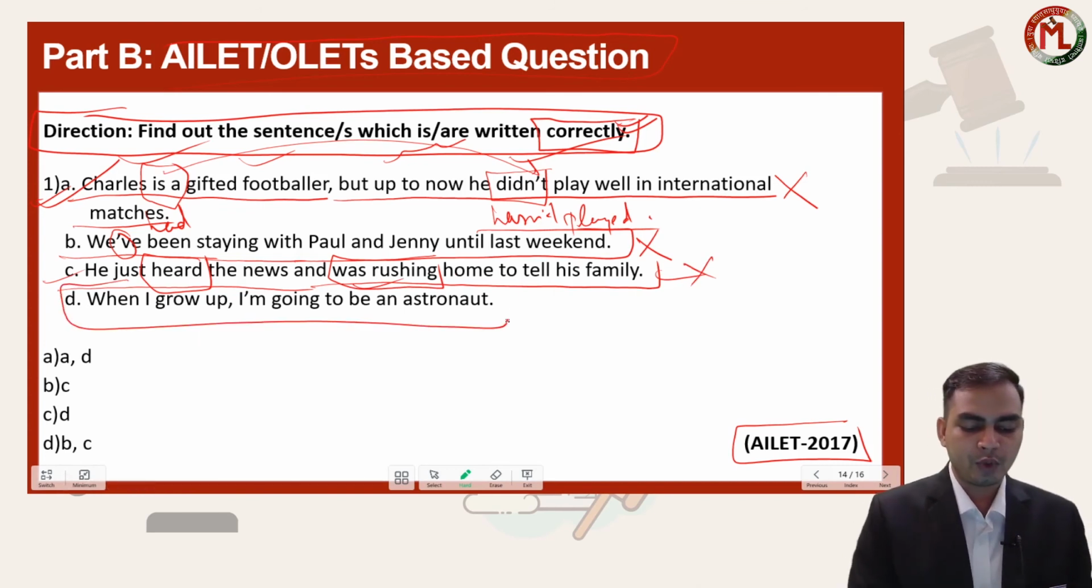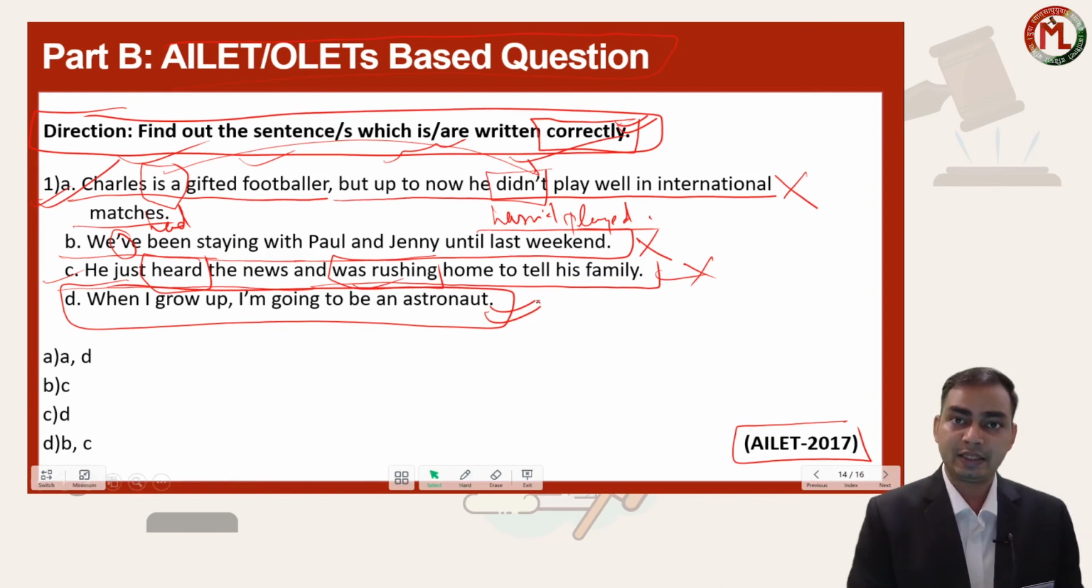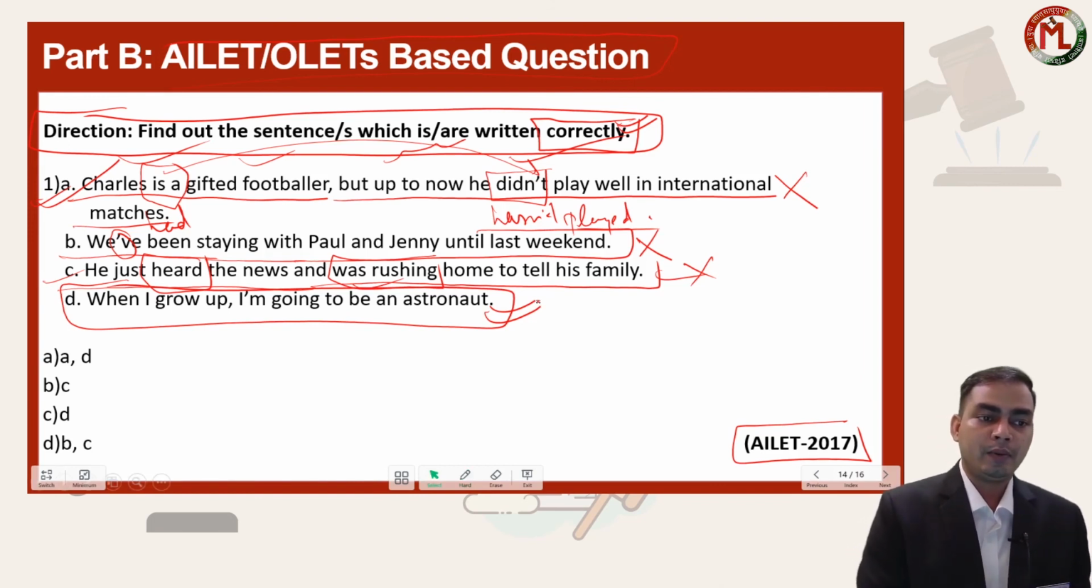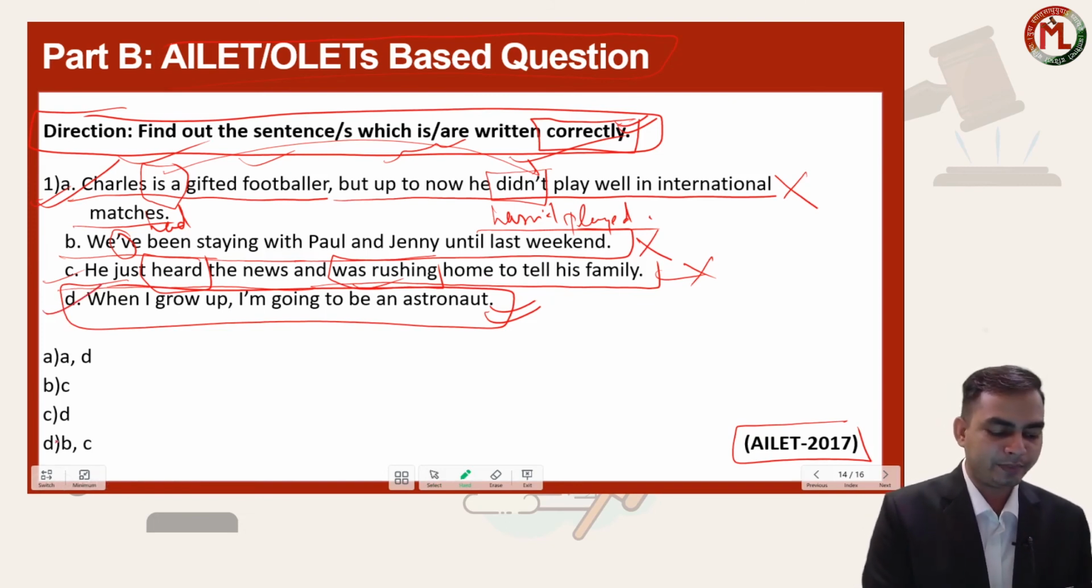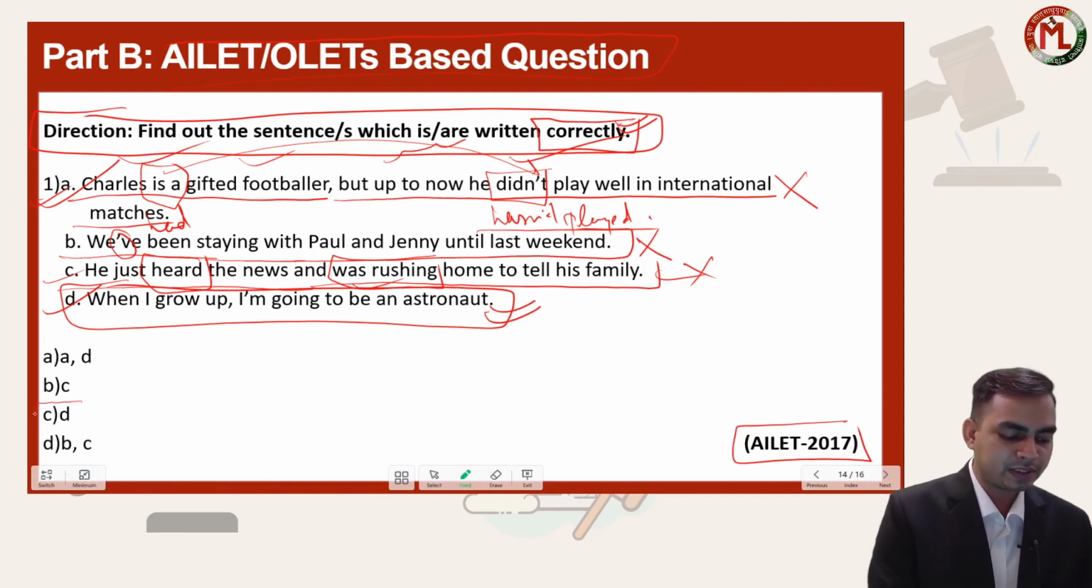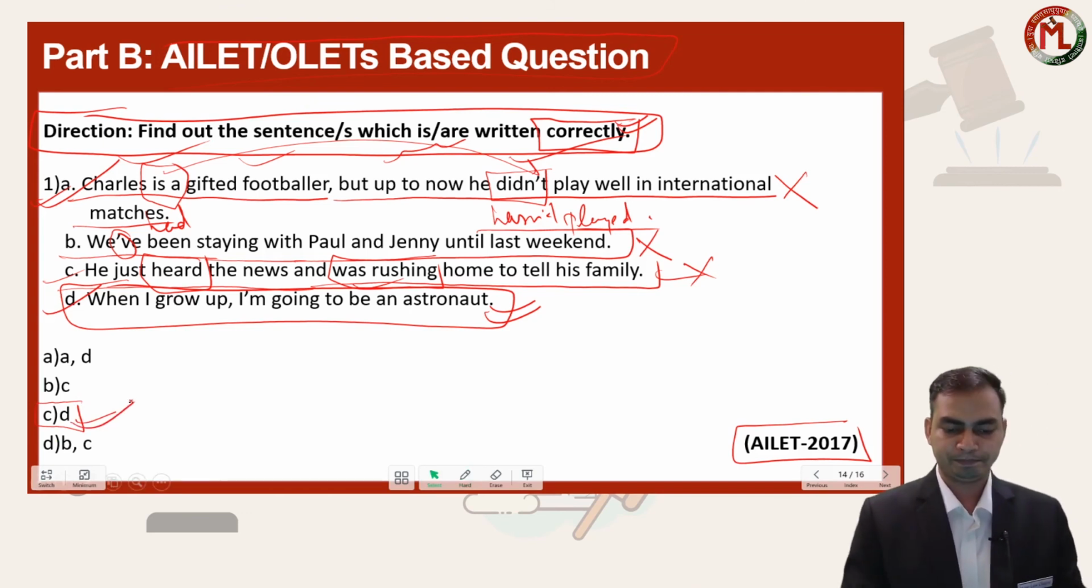So, when I grow up I'm going to be an astronaut, this is a correct sentence. But make sure while answering this question to be particular about the options, the way they have asked. So this is kind of confusing. When you find D, you mark D, but D has B and C, so be particular while answering. So option C has D as the correct option. So this is the correct answer here.